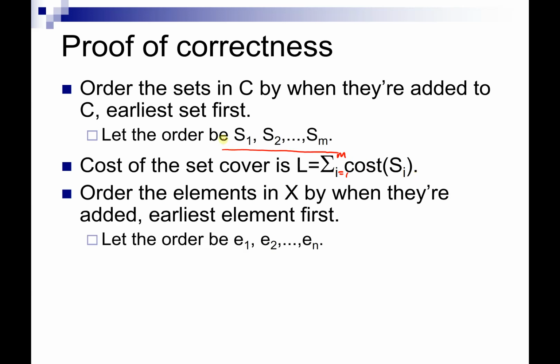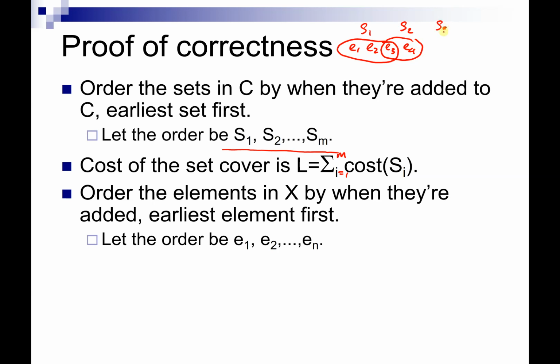Now we order the sets this way, but let's also order the elements which these sets cover in the same way. For example, if this is S1, let's say it covers these elements E1, E2, E3. Let's say that next you select set S2, and S2 is going to cover two elements, E3 and E4. So E4 is going to be the next element that's covered.